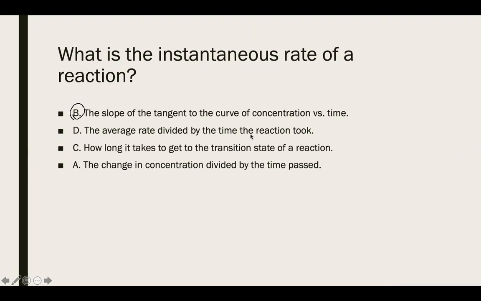The average rate divided by the time the reaction took: the average rate is your average rate, not your instantaneous rate. Your instantaneous rate is your rate at that exact moment. Your average rate is your rate over a certain amount of time. So D is not the correct answer, since that refers to the average rate. Then there's how long it takes to get to the transition state of the reaction. That one's definitely not it, because our instantaneous rate is at one moment, at one point. And the other one is also referring to average rate, the change in concentration divided by the time passed.